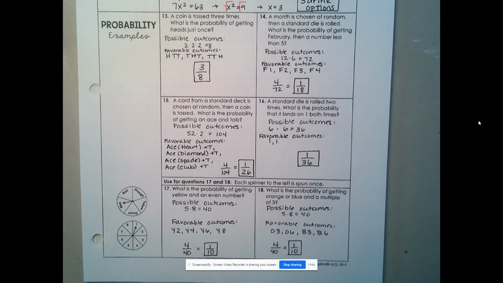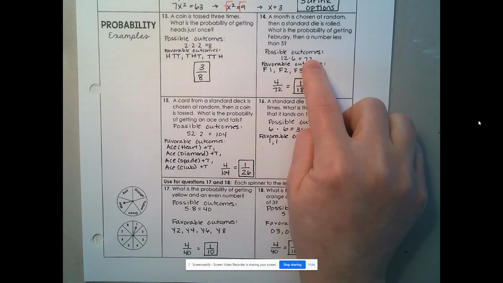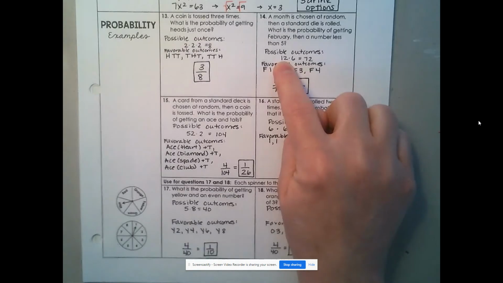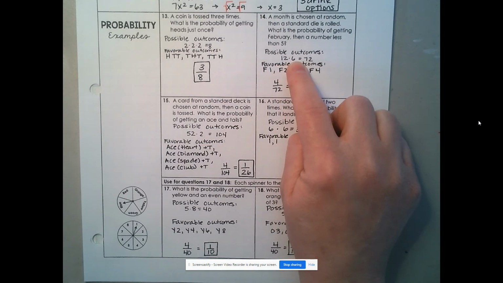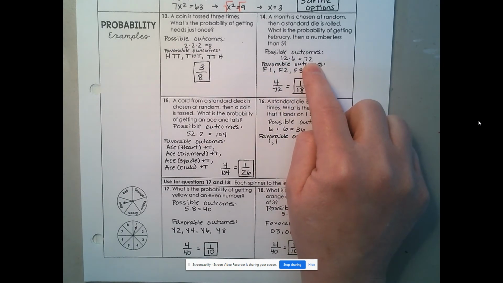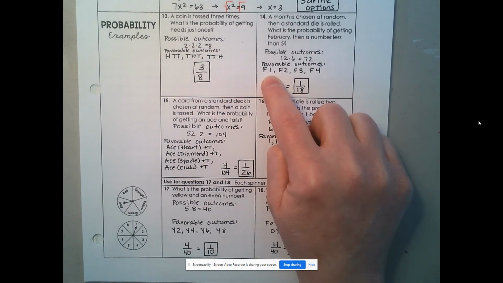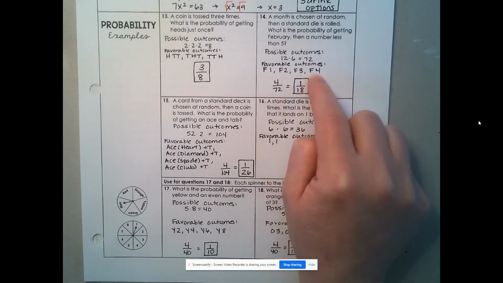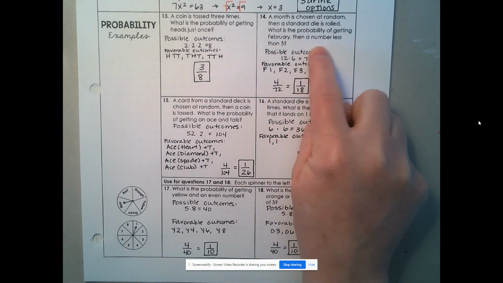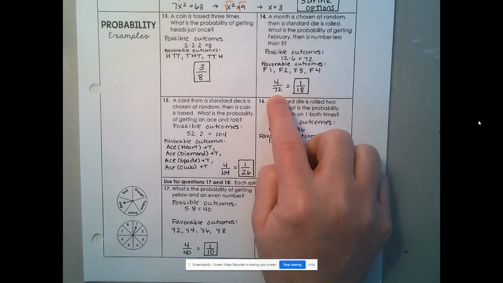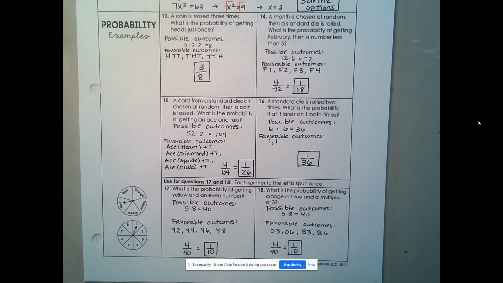A month is chosen at random, then a standard die is rolled. What's the probability of getting February, then a number less than 5? So instead of writing out all 72 outcomes or a tree diagram, we can say 12 months times 6 numbers on a die, that's 72 outcomes. That's our denominator. And then if we write out February 1, February 2, February 3, February 4, those are all the Februaries with a number less than 5. That makes 4 favorable outcomes out of 72 possible outcomes, or 1/18th in lowest terms.